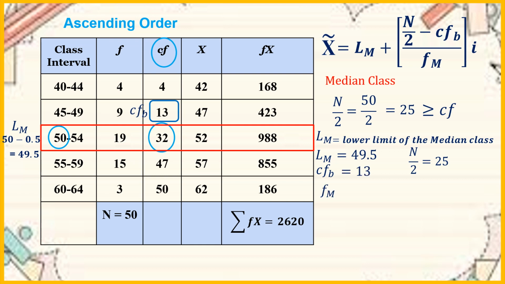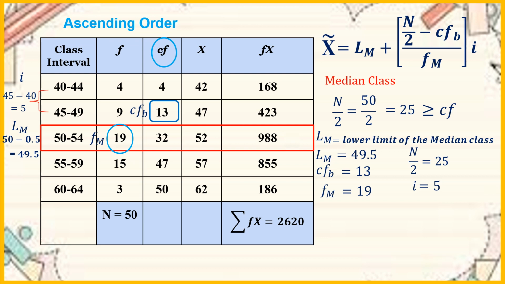Now let us have FM. FM stands for frequency of the median class. So what is F in our median class? Correct, it is 19. So therefore, FM is equal to 19. Now let us have the I. To determine the I, we are going to subtract 45 minus 40, which is equal to 5. Or either you use your fingers, count from 40 to 44. So 40, 41, 42, 43, 44. So it is equal to 5. Either of the two ways will do.